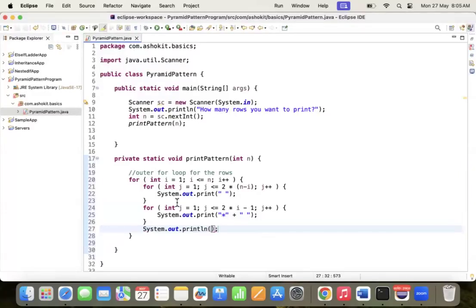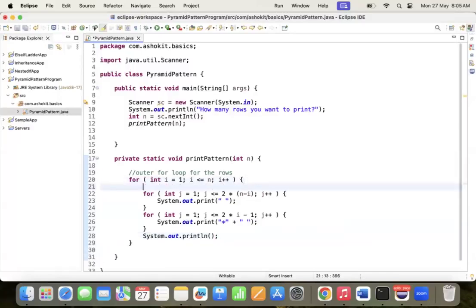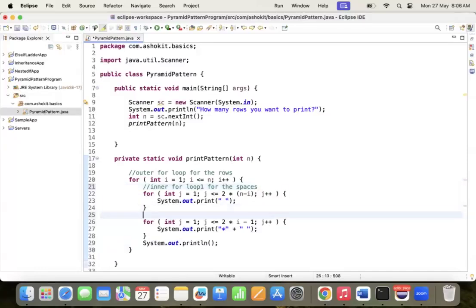Folks, okay? The code is over, but if you want me to write, I will write. This is inner for loop 1. Inner for loop 1 for the spaces. And this is another inner for loop. So inner for loop 2. Inner for loop 2 for the asterisks.